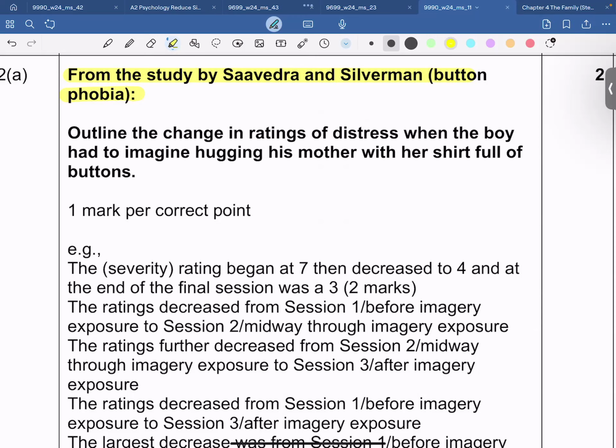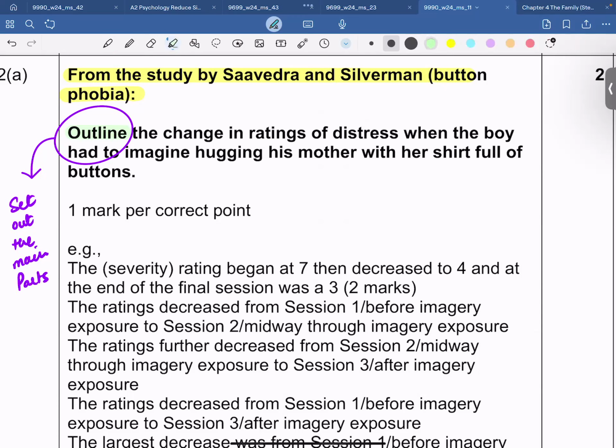Now, taking this further, the question reads, outline the change in ratings of distress when the boy had to imagine hugging his mother with her shirt full of buttons. The word used over here is outline. This is the keyword, or rather the command word, being used here. What does the word outline mean? If you have a look at the syllabus, the examiner says, when I use the word outline, you're expected to set out the main points. So this is what the examiner means when the examiner uses the word outline.